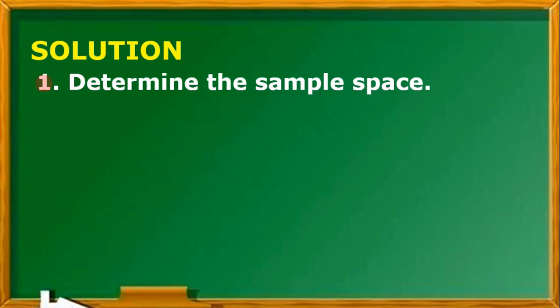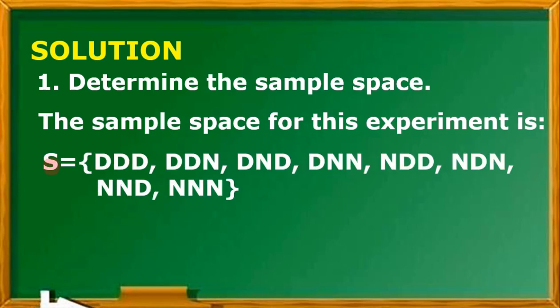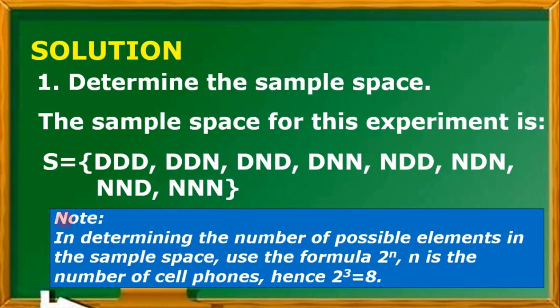So for the solution, first we determine the sample space. How many elements do we have in the sample space? Remember, we have 3 cell phones, and each could be either defective or non-defective. So we have the sample space as stated in your learning activity sheet. The elements are these. Capital S denotes the sample space. There are 8 elements in the sample space.